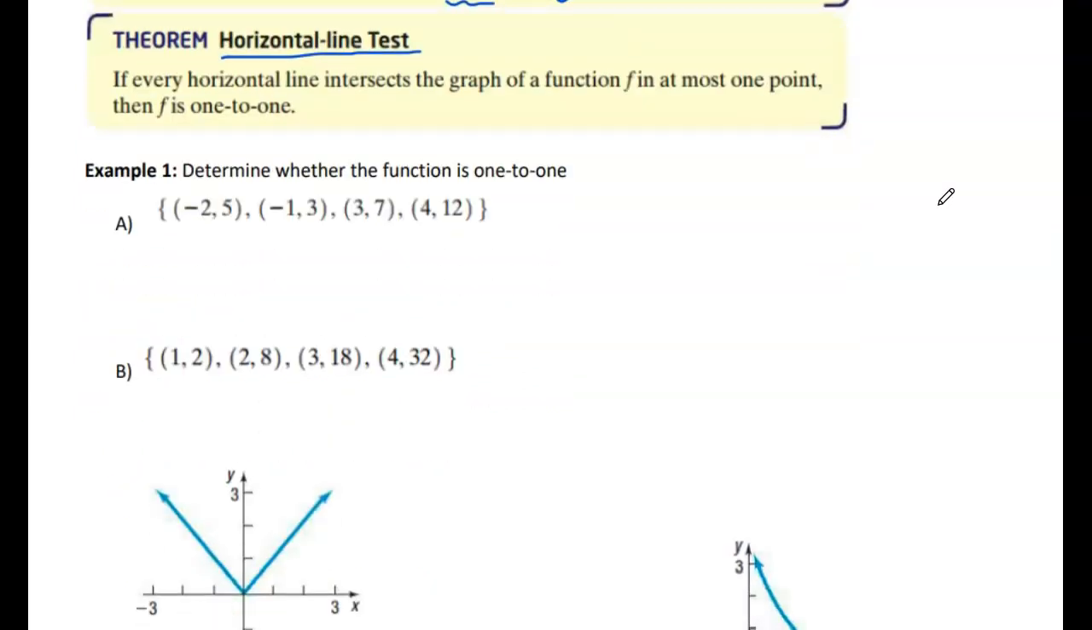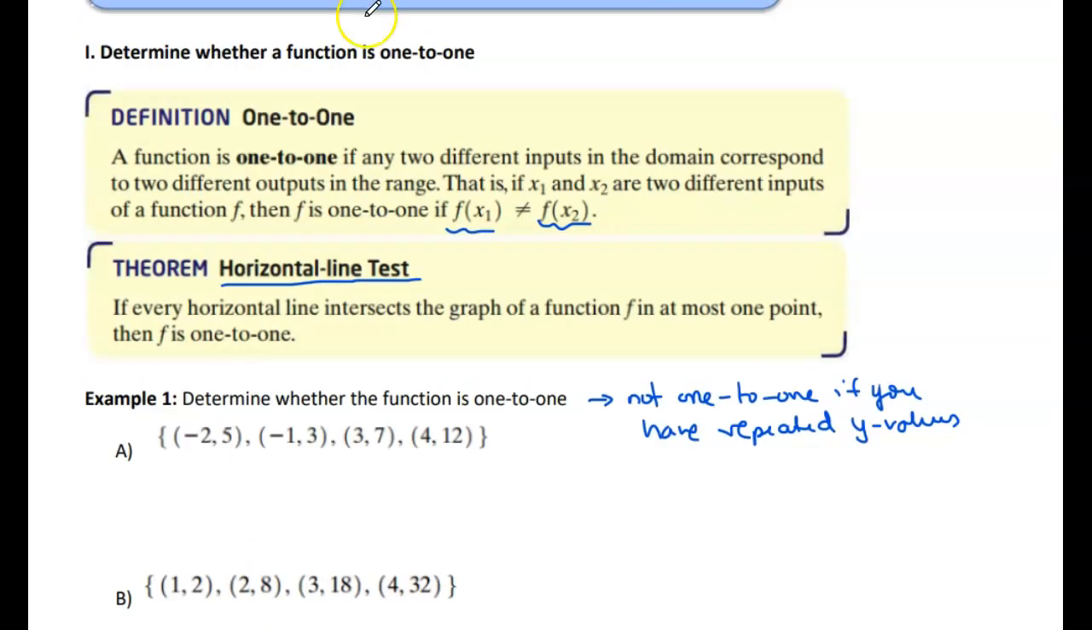Alright, so let's look at example 1. So we have a couple of functions defined with coordinate points here, and we want to figure out if it's one-to-one. Okay, so here you're looking to see if there are any repeated y values. So if there are repeated y values, then it's not one-to-one, because if you do, that would break this condition.